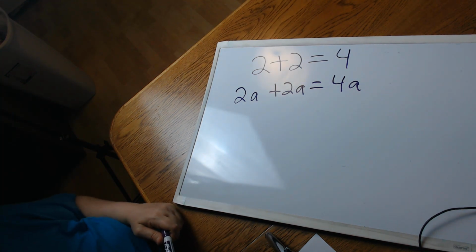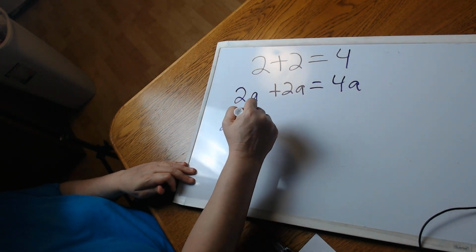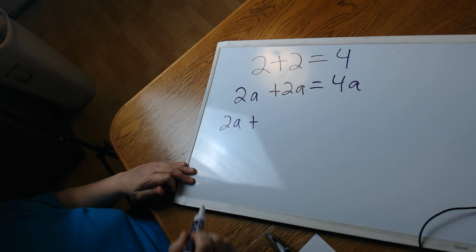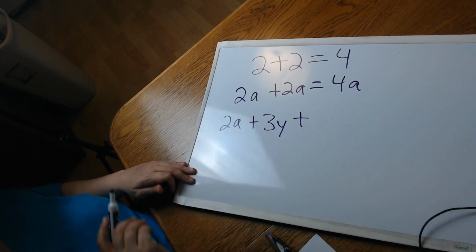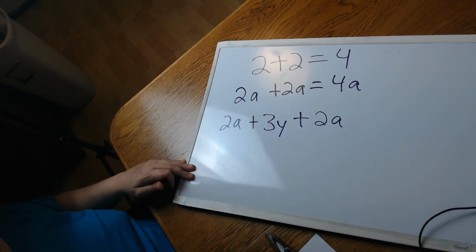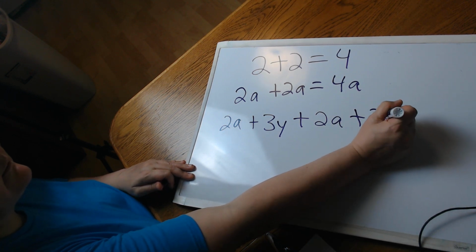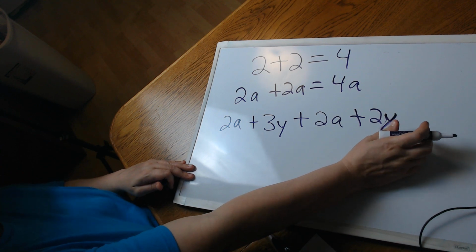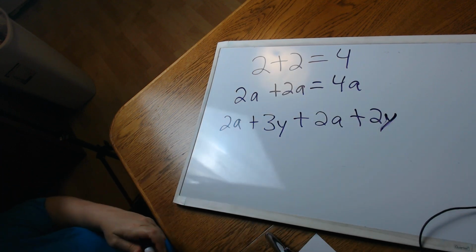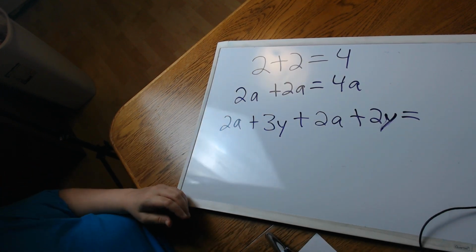what if there are other variables in there? For example, what if we had, let's say, 2a plus 3y plus 2a plus 2y. Okay. I bet you're wondering how we would do that. Okay, equals.